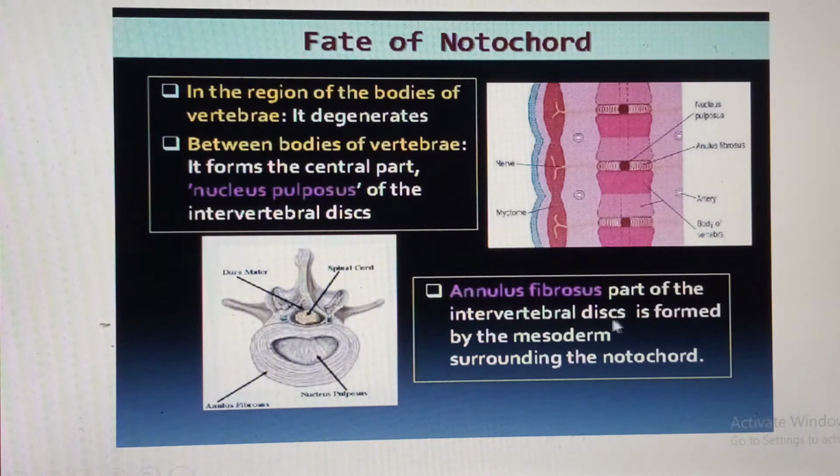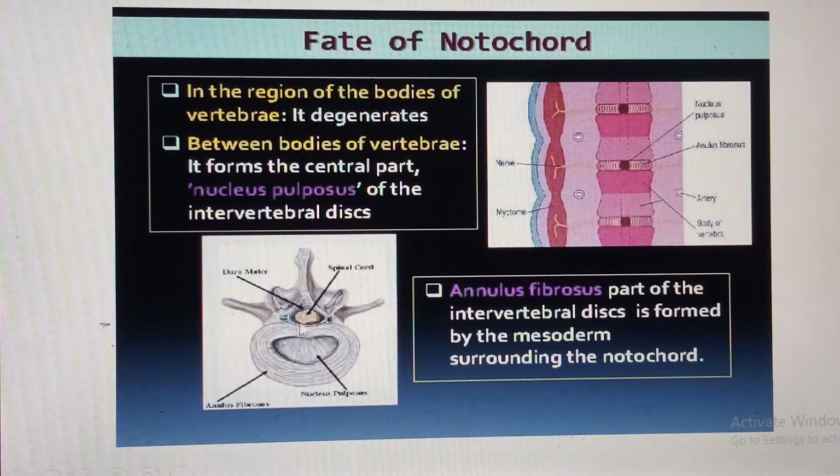The annulus fibrosus may be coming from the mesoderm, because it is connective tissue coming from the mesoderm surrounding the notochord. But the one actually coming from the remnants of the notochord is the nucleus pulposus. This portion, the nucleus pulposus, of the intervertebral disc. The outer one forming that ring over here is the annulus fibrosus. It will be coming from the surrounding connective tissue of the notochord.